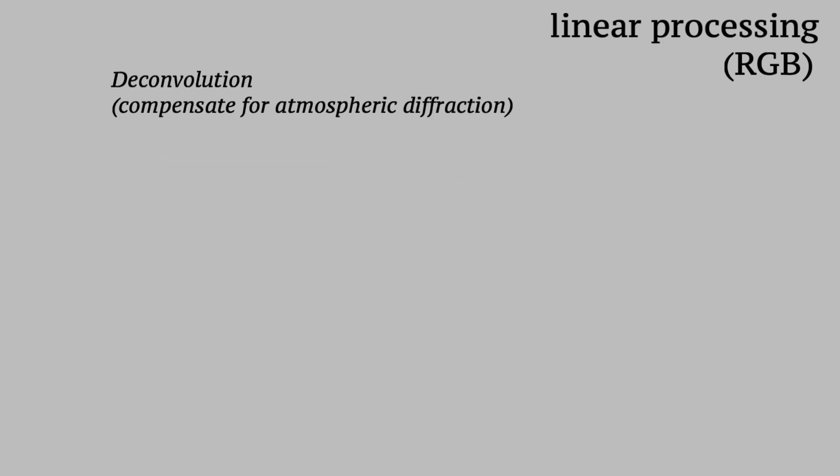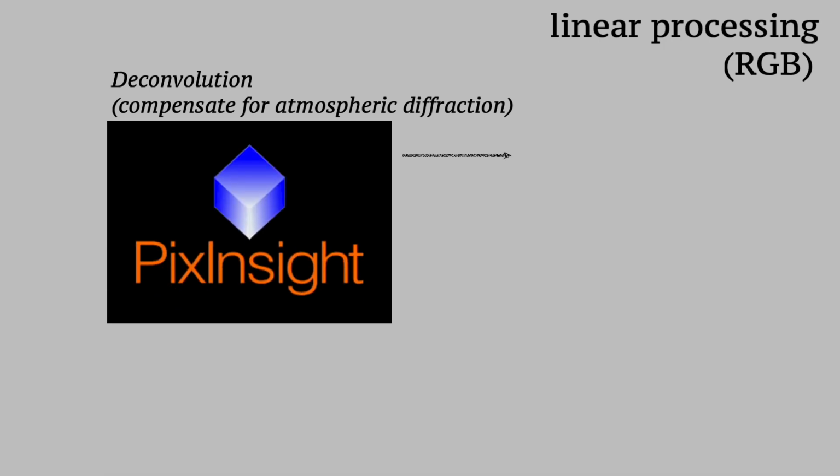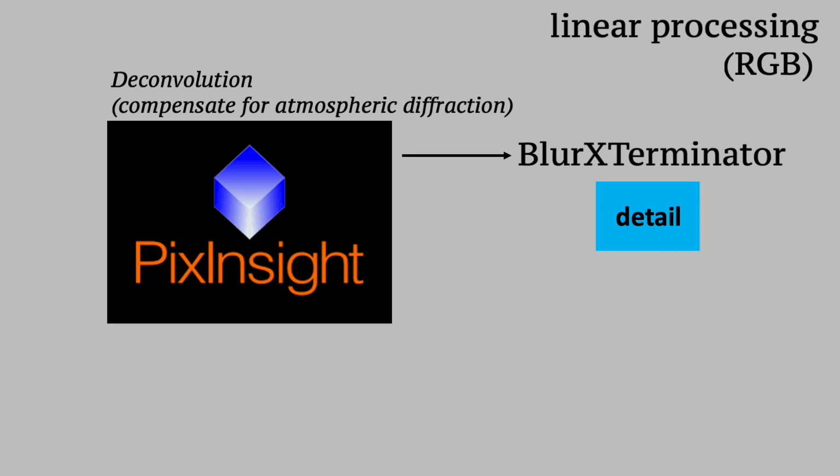And then here's a repeat from Lumen. We want to do some deconvolution, again compensating for atmospheric diffraction, and we're going to use the same tool, Russell Croman's wonderful Blur Exterminator. And even though in an astrophotograph we get most of the detail out of the Lumen image, there's no harm in getting some detail out of our RGB as well. So we're going to apply Blur Exterminator to the RGB as well.